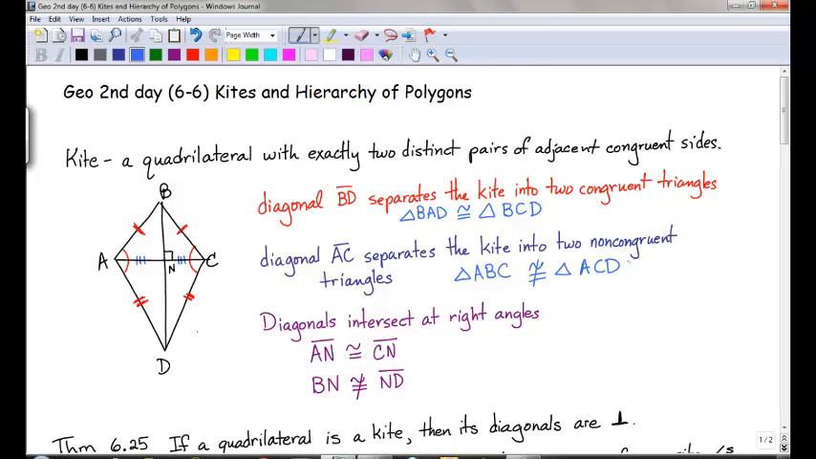The diagonals do intersect at right angles. So when you mark this, you should mark a right angle. All four of these would be right angles, so they would be 90 degrees. So that would tell you that the other two angles of each triangle add up to 90.